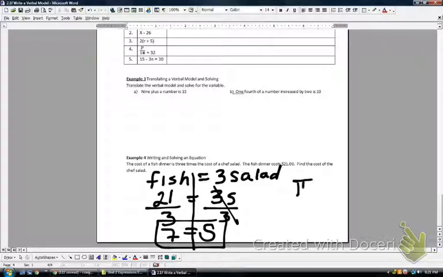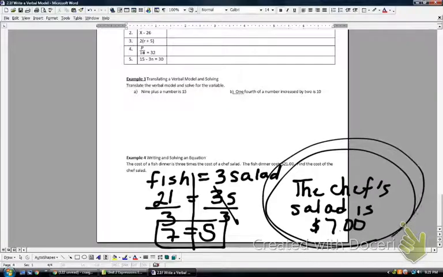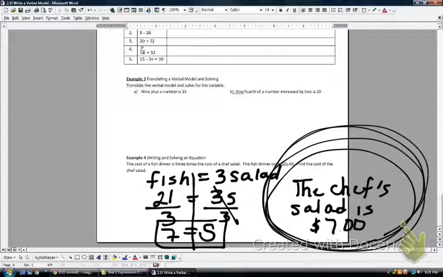So the chef's salad is $7. And then I can check that. It says that the cost of a fish dinner is 3 times the cost of a chef's salad. 3 times 7 is 21, which is how much the fish dinner costs. So that is right. That is my final answer.